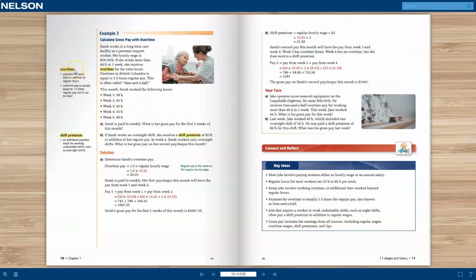So overtime is if you work more hours than you're scheduled to, you'll get paid an additional amount. This amount depends on a few things, but roughly the initial overtime rate is going to be about 1.5 times your original hourly rate. So for example, if you're making $10 an hour, that's your normal rate, your overtime rate is going to be 1.5 times 10, which is $15 an hour.